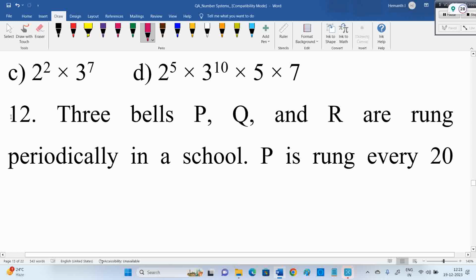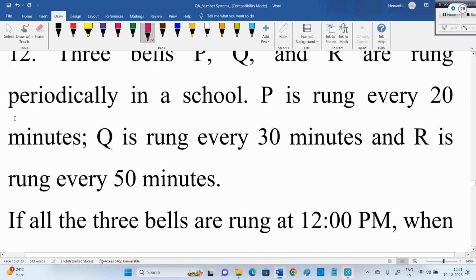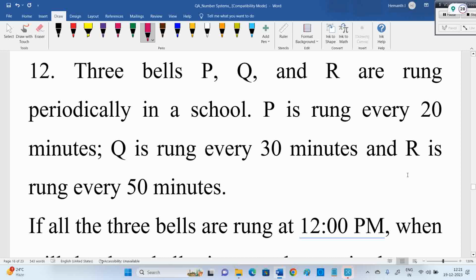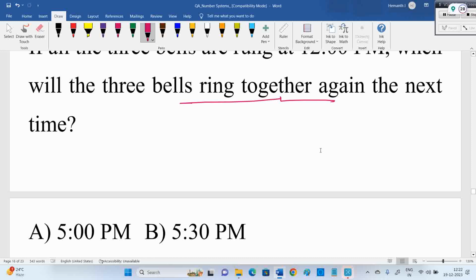See this 12th question. 3 bells are there, which are ringing periodically. P rings every 20 minutes, Q every 30 minutes, R every 50 minutes. Ring together, so together means LCM. At 12 p.m. they ring together. Next, at what time are they going to ring together? So I have to take LCM.